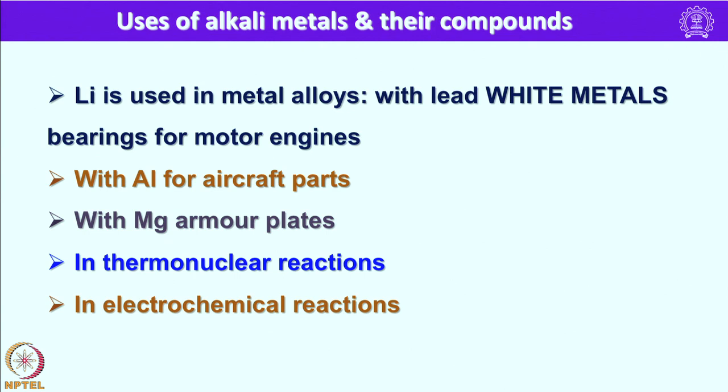Lithium is used in metal alloys, especially when it is combined with lead, that leads to the formation of white metals, and these white metals are used in bearings for motor engines. When lithium is combined with aluminum, it imparts hardness, and since aluminum is lighter, they are used in aircraft parts, with magnesium used in armor plates. Some of the alkali metals are used in thermonuclear reactions, and also they are widely used in electrochemical reactions.